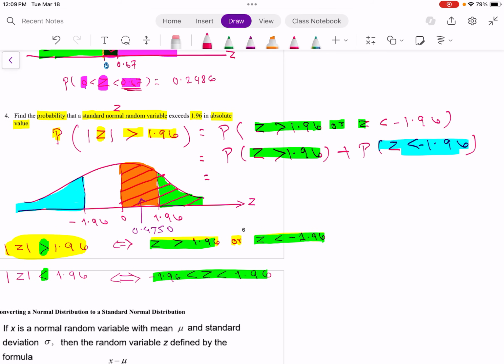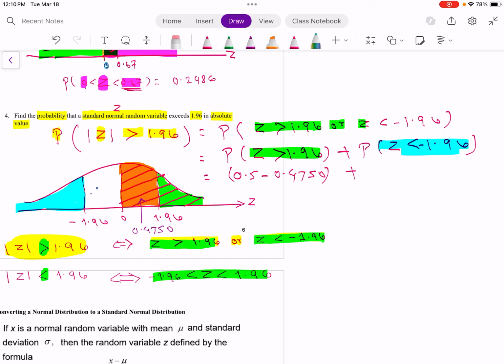Let me write 0.5 minus 0.4750. This is the probability for the green region. Plus, now what about for the blue region? What do we know about the area of this white region? What is this area? Isn't that the same as 0.4750? Do you all agree? The white area and the orange area, they have the same area, right?